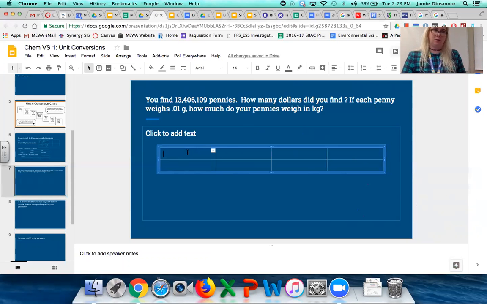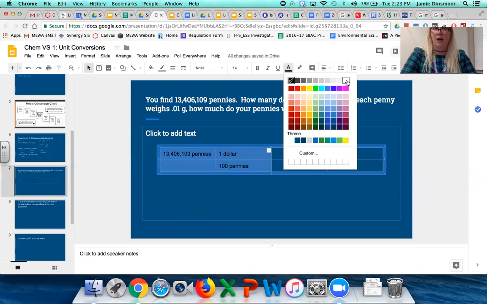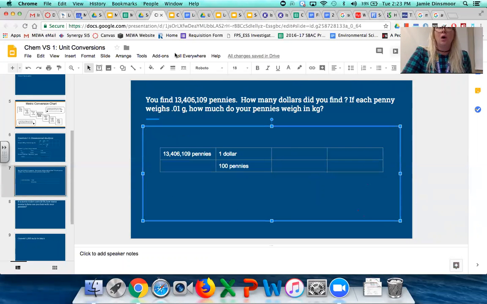But how are we going to convert these pennies? We're talking 1 cent, yes. So pennies are 1 cent. How are we going to convert these into dollars? If we have 13,406,109 pennies, that's my unit. What do I know about the relationship between pennies and a dollar? We have 100 pennies in $1. Do we all agree with that? Hopefully. I do. So in that case, guess what happens? Pennies cancel. We're left with dollars. We're just going to take this big number here and divide it by 100.